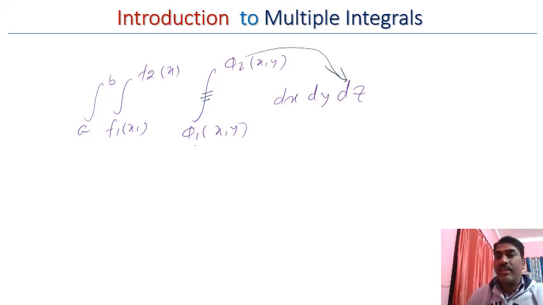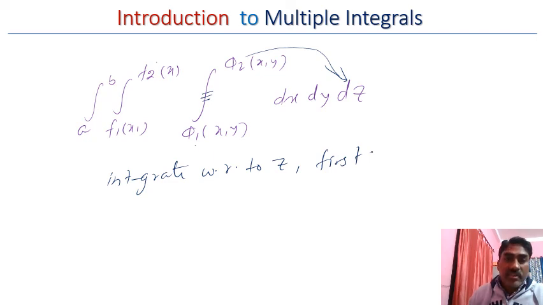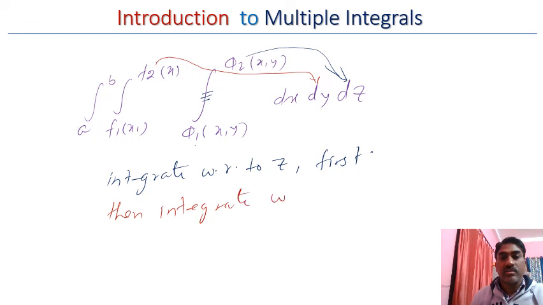So we will integrate with respect to z first. Then the limits are in x. Because we have integrated z, now only dx dy remain, meaning x and y are the remaining variables. So this is the limit in x, and this will be the limit of y. Then integrate with respect to y, and finally integrate with respect to x.